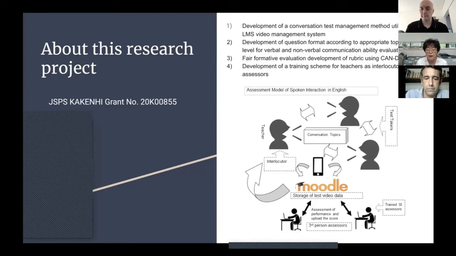and all of which will be recorded. Then, using the rubric stored in Moodle and watching the video, the third-person assessors who are trained regularly will assess and decide the score. That score will be sent to the teacher who teaches these students, and this is the teacher who will give the final grade. So this is the scheme of this whole program.